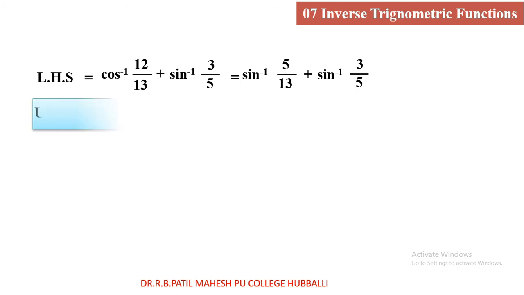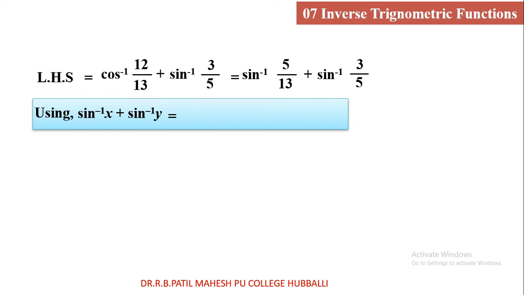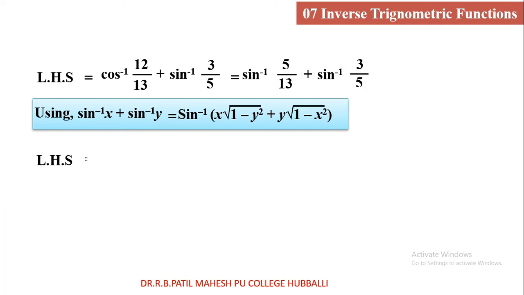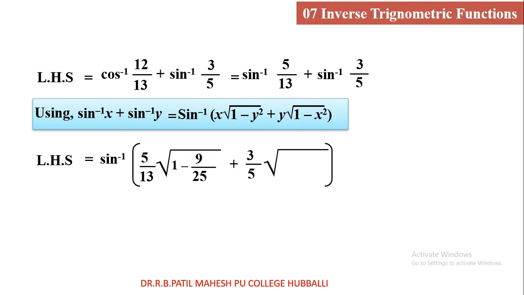Using the formula, sin inverse x plus sin inverse y is equal to sin inverse of x into root of 1 minus y square plus y into root of 1 minus x square. Here the value of x is 5 by 13, y value is 3 by 5. Substitute x and y values in the formula. So the LHS will be sin inverse of x, 5 by 13, into root of 1 minus y square, that is 1 minus 3 by 5 the whole square, 9 by 25, plus y, 3 by 5, into root of 1 minus x square, that is 1 minus 5 by 13 the whole square, that is 1 minus 25 upon 169.